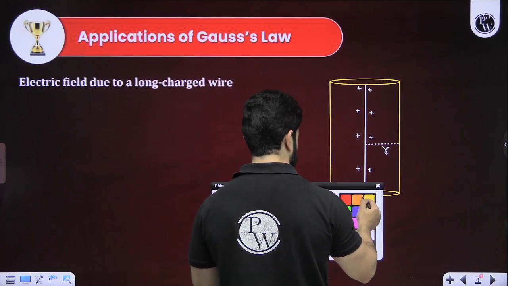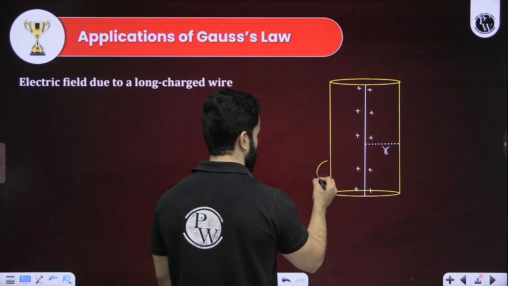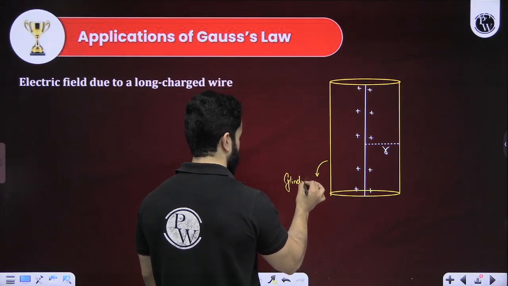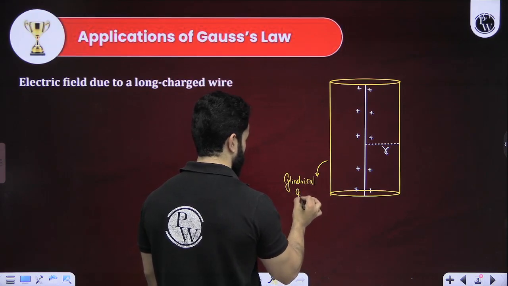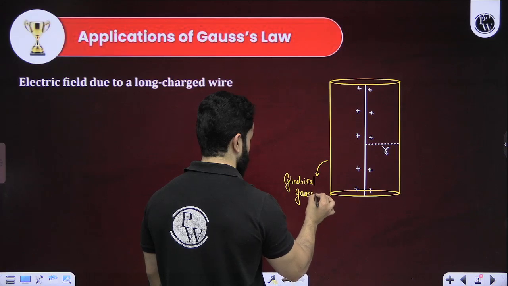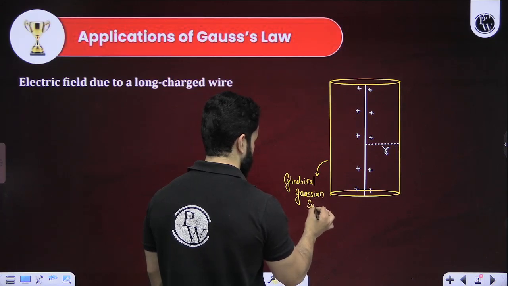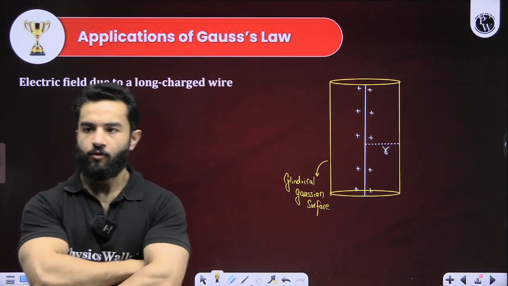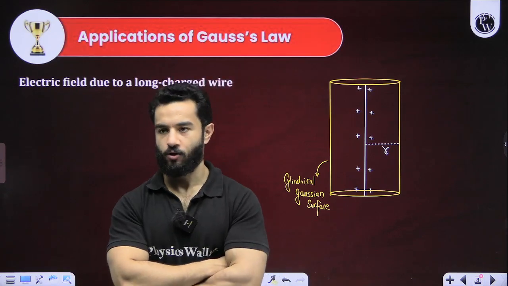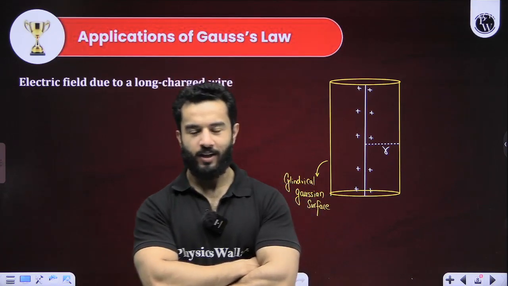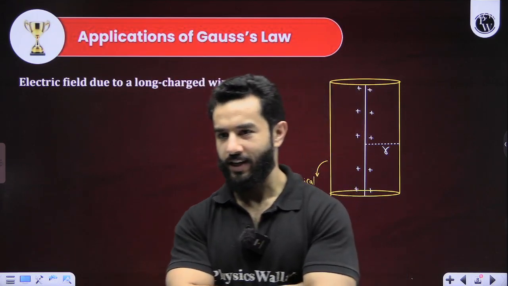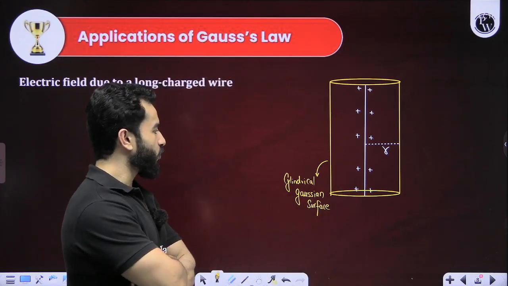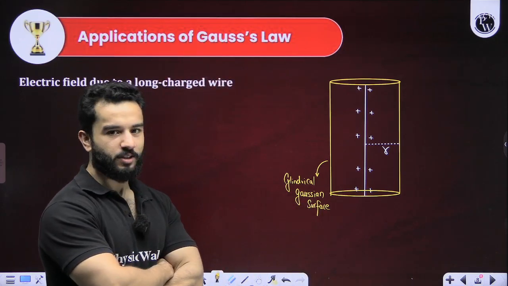This is a Gaussian surface that we have imagined, a cylindrical Gaussian surface. So you can have multiple questions. First is, why only a cylindrical Gaussian surface? Why not a cuboid? Why not a cube? Why not a spherical Gaussian surface? Let's first understand what speciality this Gaussian surface has got.